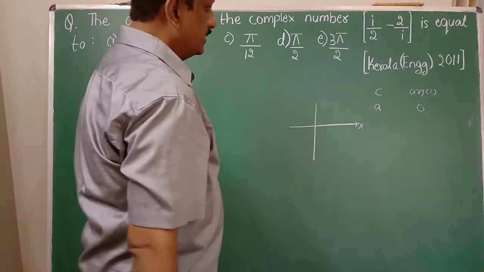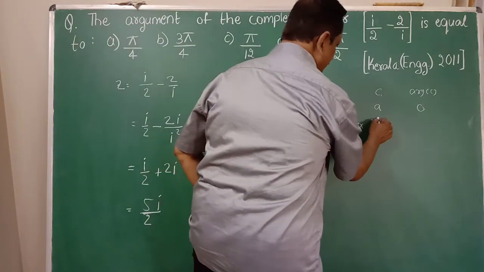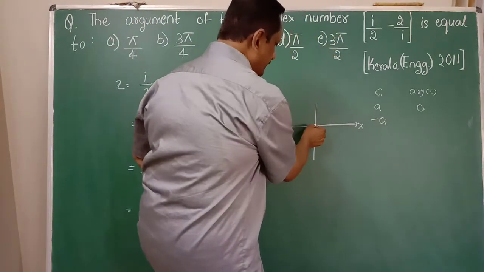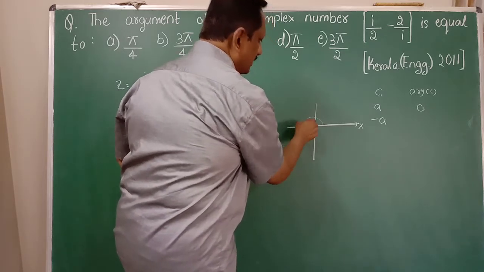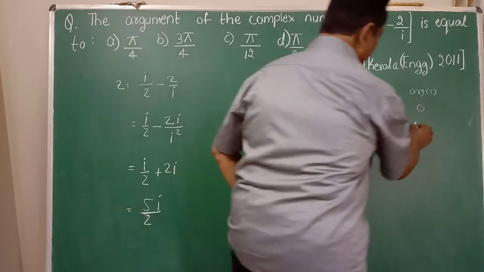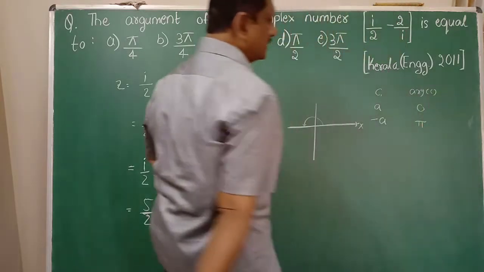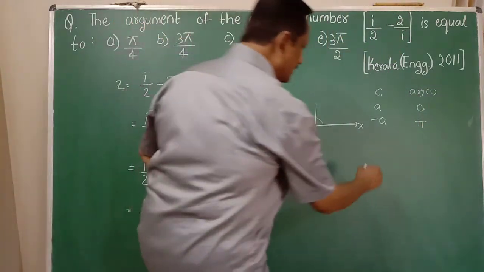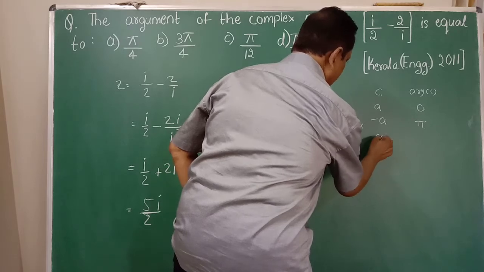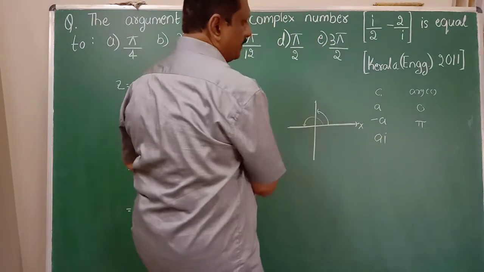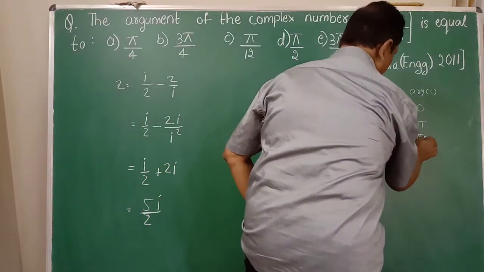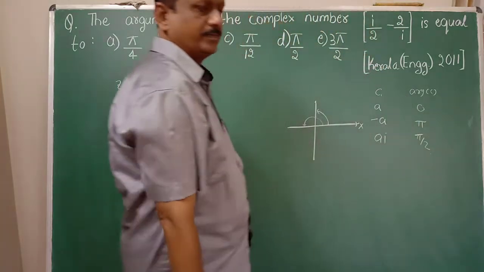Okay. Then if it is minus a, it comes here. Then its amplitude is what here? 180 degrees, obviously, which means pi. Then if it is a into i, it is ai, it comes here. Then this angle is pi by 2. Therefore, the amplitude is pi divided by 2.